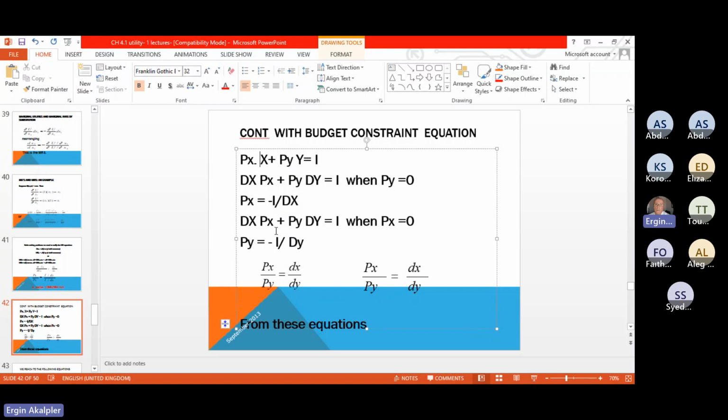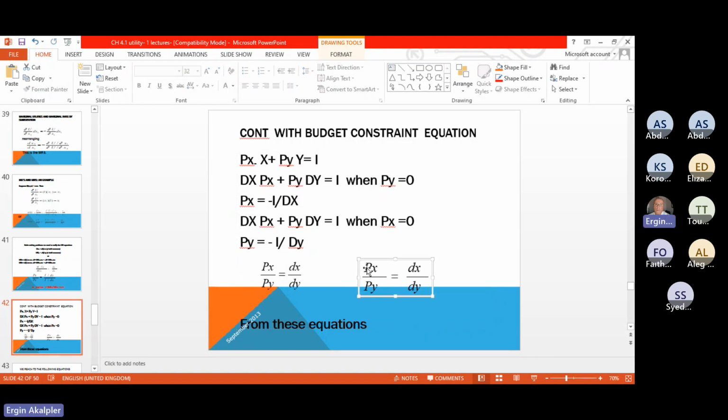Then for the px, similarly, when you put 0 for px, you remove this term, and you have only py multiplied by dy is equal to I. Then you get py is equal to minus I over dy. Then when you put these two together, px over py, you will get dx over dy, isn't it? Did you get it? Or you didn't?